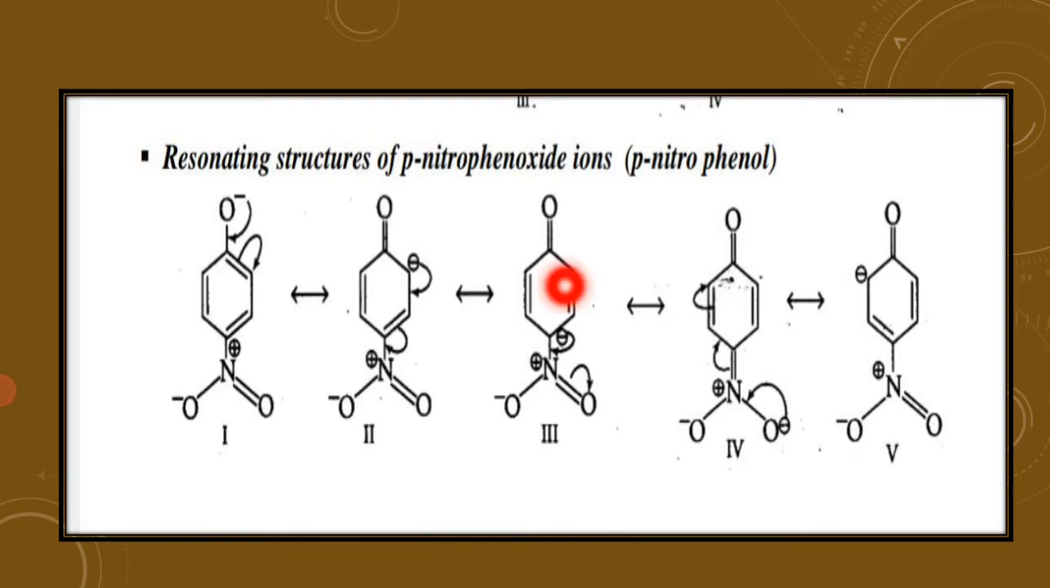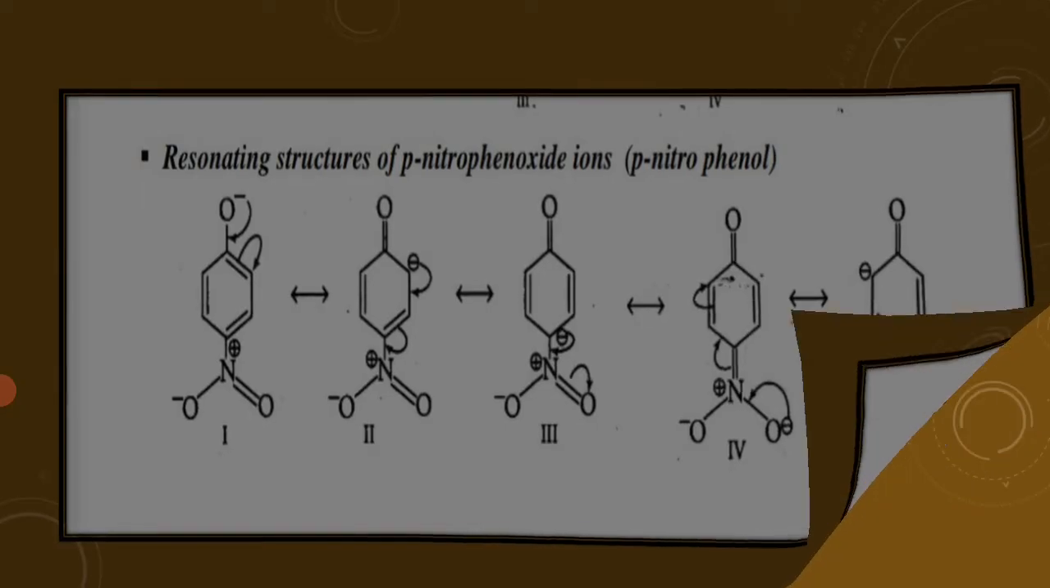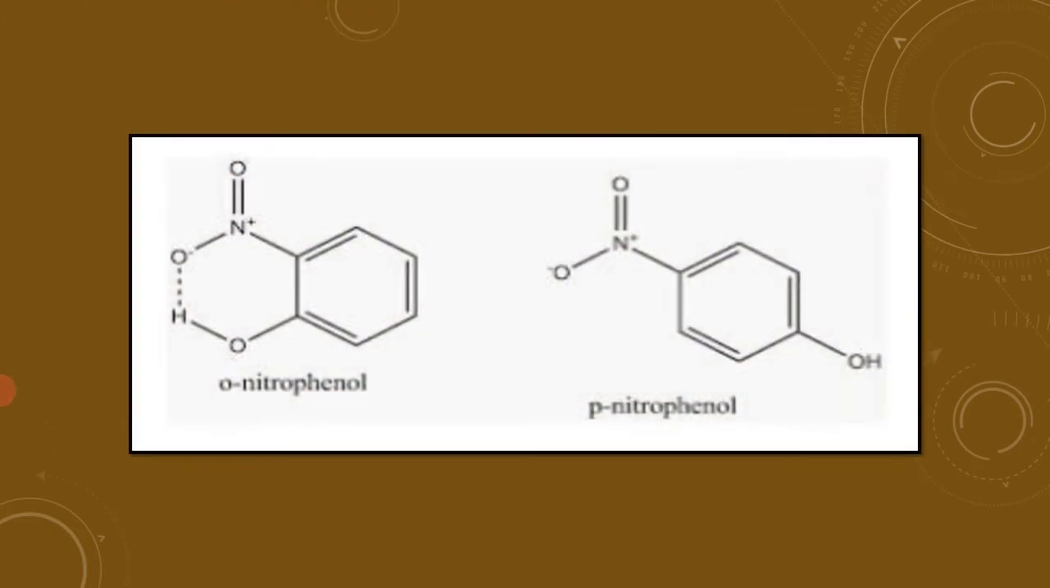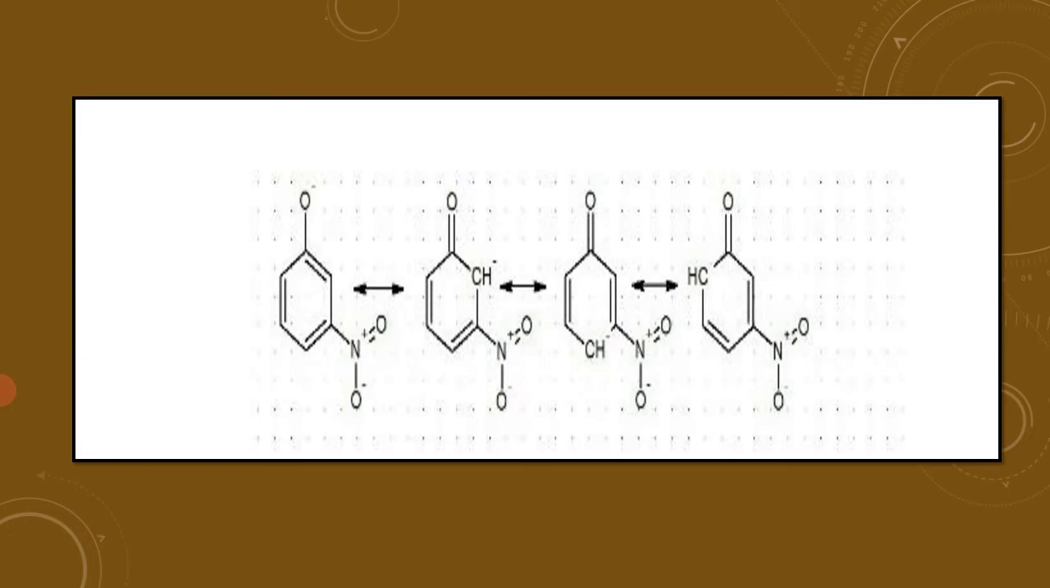These are the resonating structures of para-nitrophenol, where there is an extra resonating structure. Then why is para-nitrophenol more acidic than ortho-nitrophenol? Because in ortho-nitrophenol there is intramolecular hydrogen bonding. Because of this, ortho-nitrophenol cannot easily donate the proton, but in para-nitrophenol the hydrogen is free, so para-nitrophenol can easily donate the proton, and hence para-nitrophenol is more acidic than ortho-nitrophenol. Okay, understood?